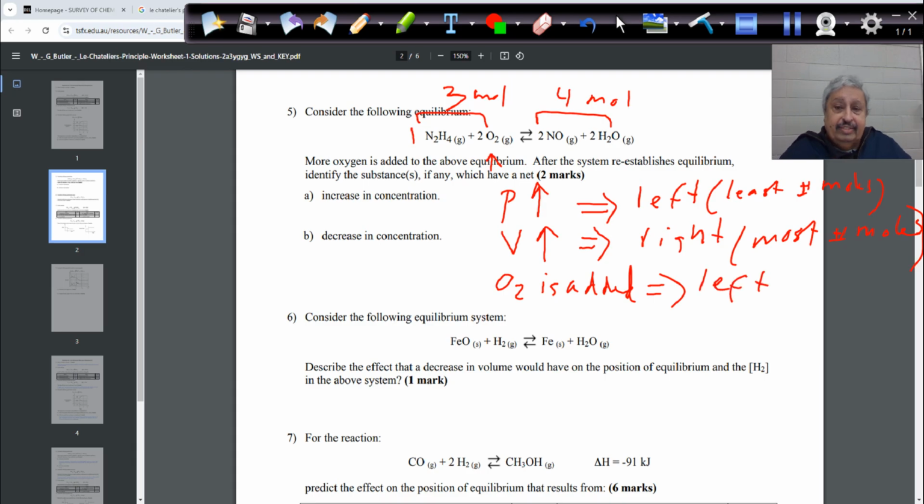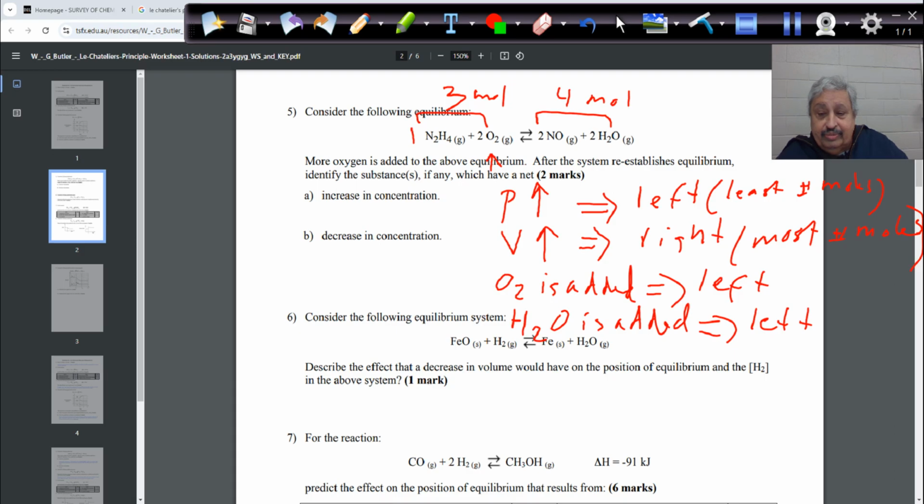I added H2O. H2O is added. Where will be the shift? I added it to the right side, correct? H2O. The shift will be which way? To the left. Okay, guys?